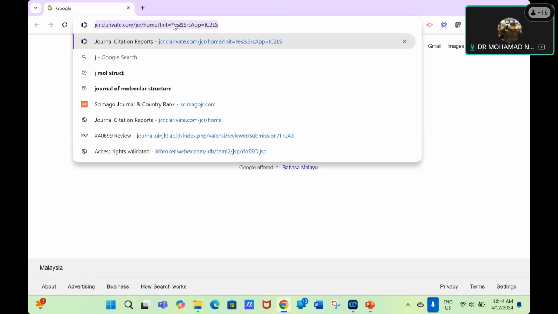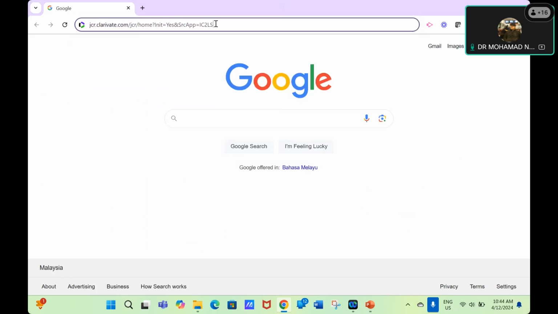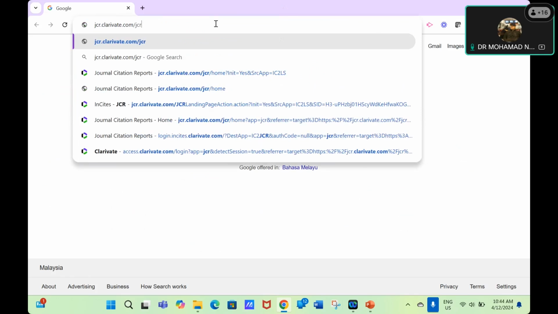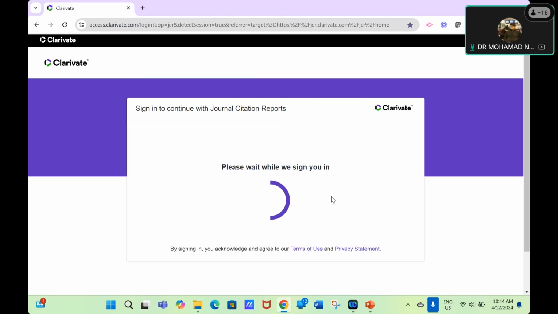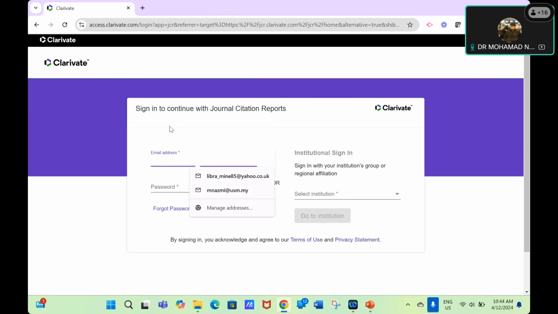JCR, clarivate.com. So I will open this one, enter. It will go to this domain. So you have to sign in. If you are USM staff, you have to register first, and after that, enter your institution email and also the password that you registered.